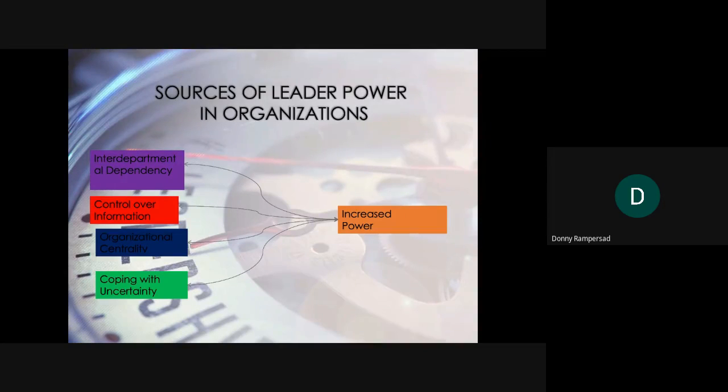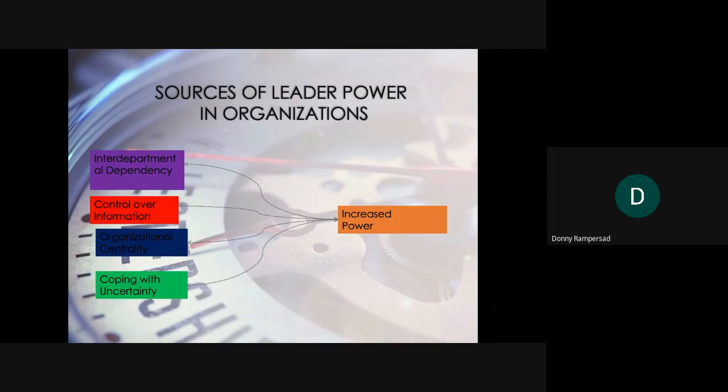We now move on to sources of leader power in organizations. There are 4 sources of leader power in organizations. They are interdepartmental dependency, control over information, organizational centrality, and coping with uncertainty. These 4 sources lead to increased power. Interdepartmental dependency. One key source of leader power in many organizations is interdepartmental dependency.